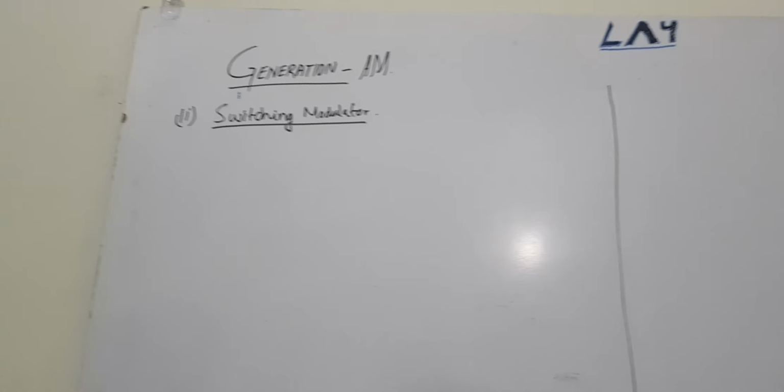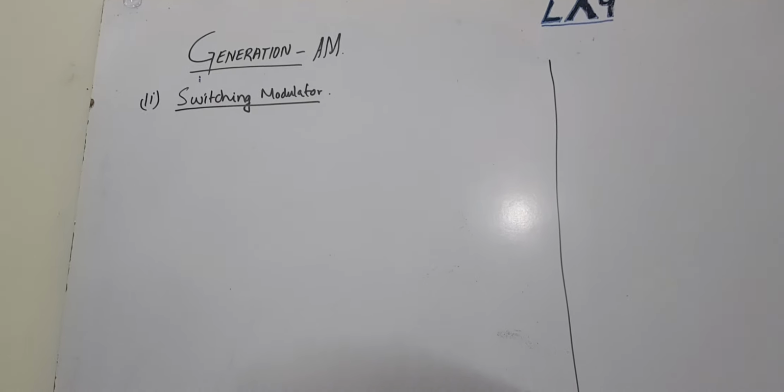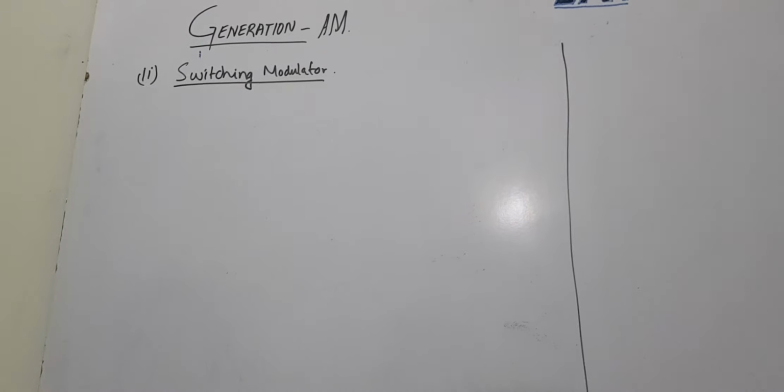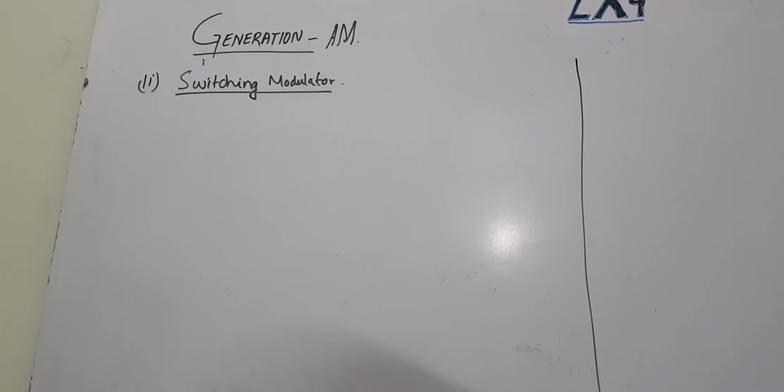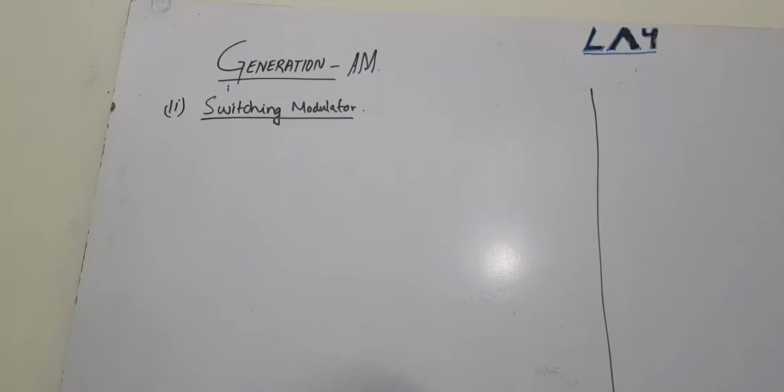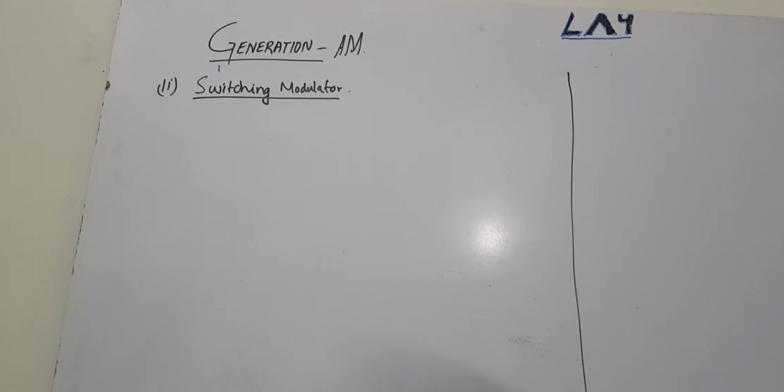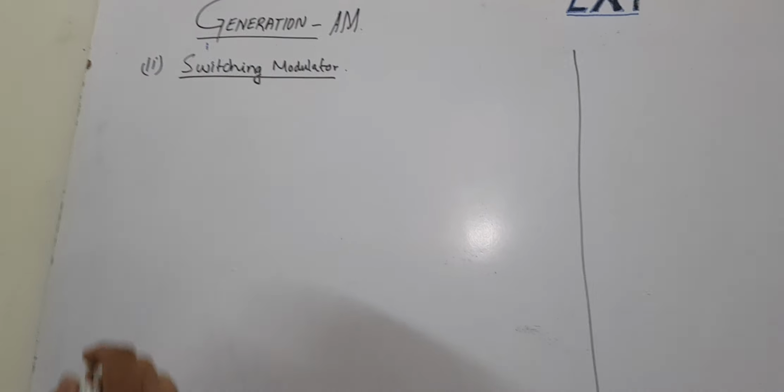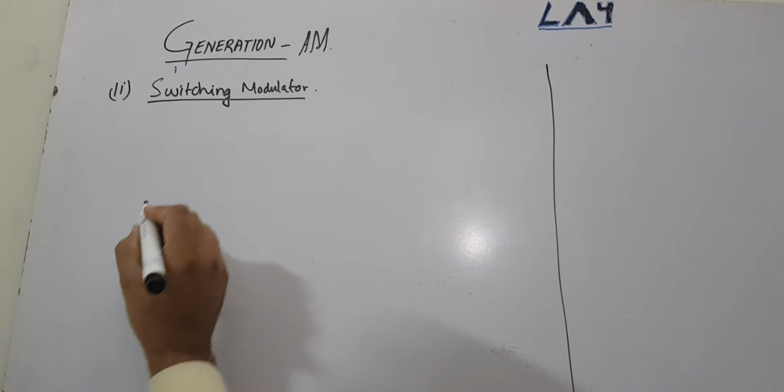Switching modulator, as the name suggests. The basic switching device is the diode, so we can use a diode as a switching component for the switching modulator.